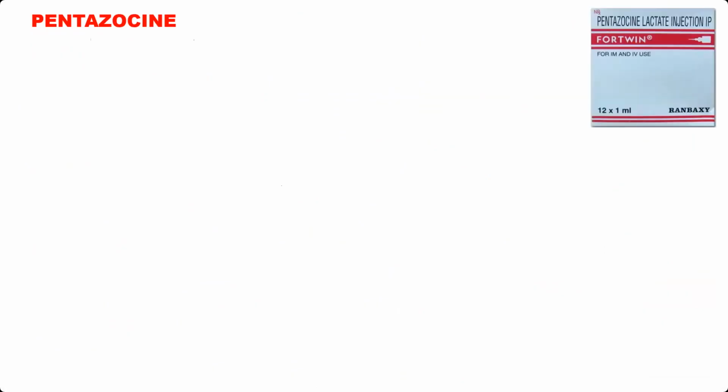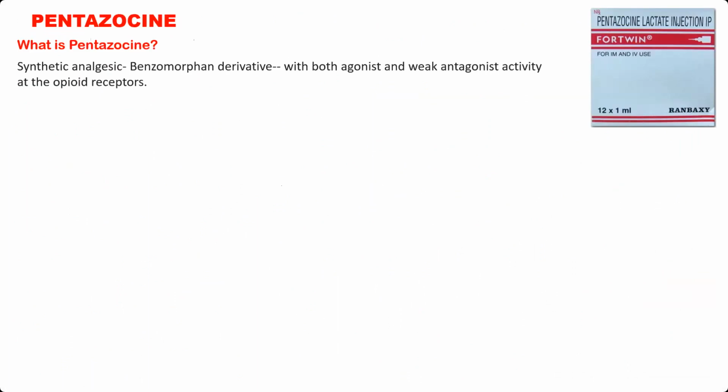Next drug is pentazocine. I don't know how many of you are still using it. Some hospitals continue to use it, under the common trade name Fortwin by Ranbaxy and company. What is pentazocine? It is a partial antagonist at mu and agonist at kappa and delta receptors. It is an agonist antagonist. One word answer: it is an agonist antagonist.